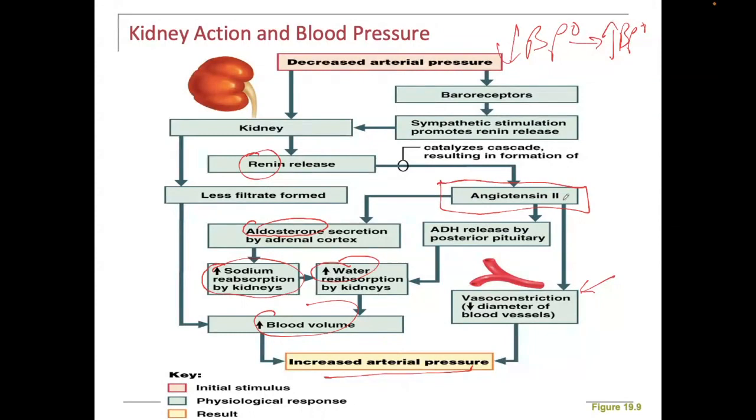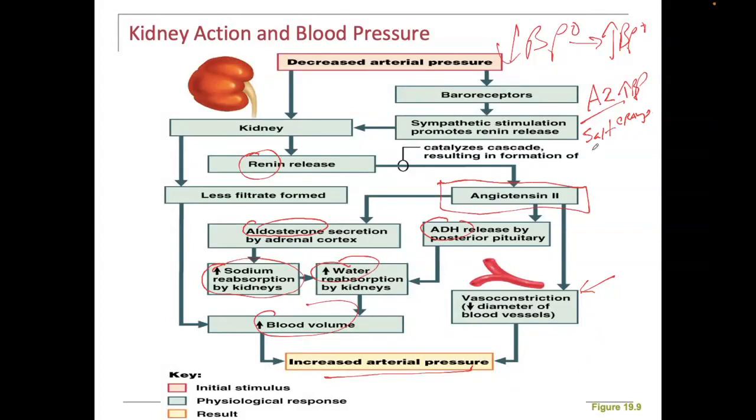Antidiuretic hormone, ADH, which is stimulated by angiotensin 2. Anti-diuretic means you can't pee, so you're increasing water absorption. All of these things increase blood pressure. So angiotensin 2 increases your blood pressure in a few ways. Number one, it increases your salt cravings. So your salt cravings go up.